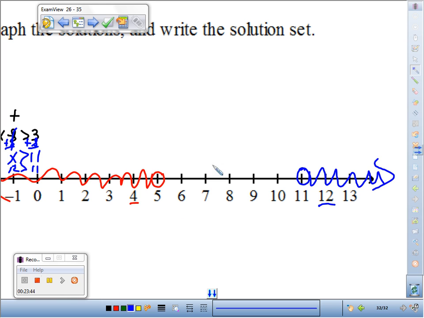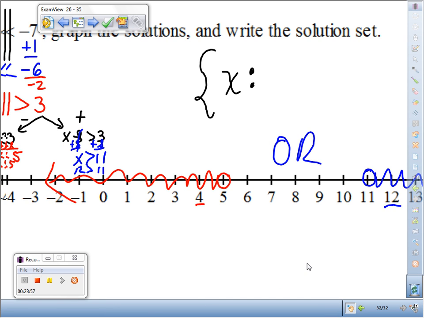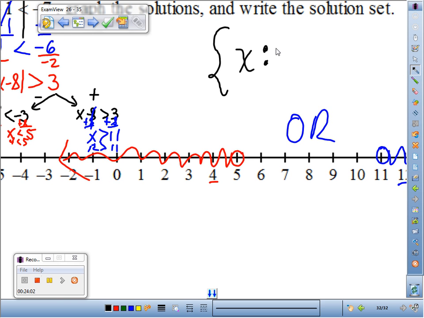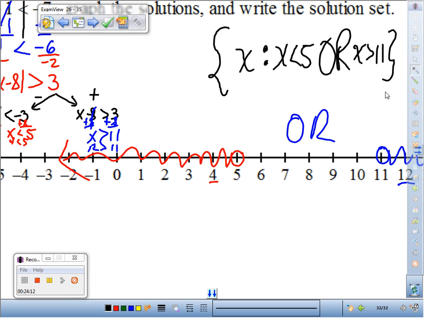So what kind of inequality is this? An OR. So let's write our solution set. Solution set of x such that, and for this one, you just write your two inequalities. What was the first one? x less than 5 or x greater than 11. And that's how you write your solution set. So far, so good?